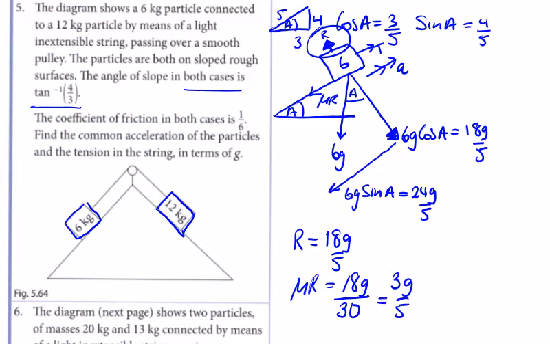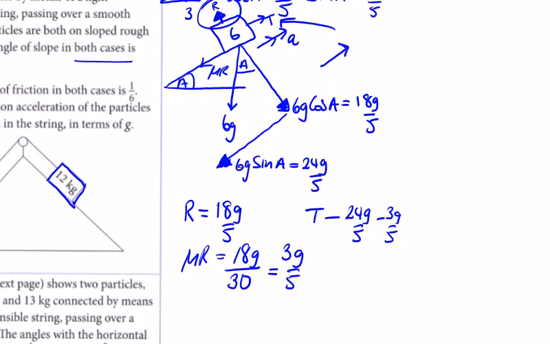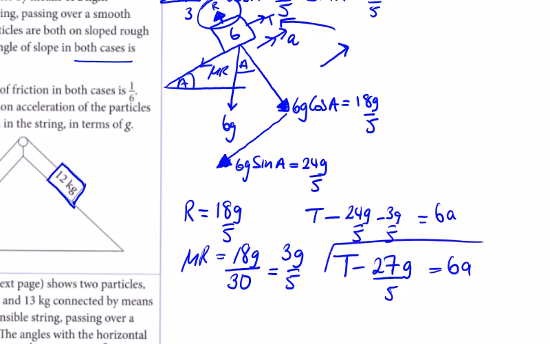So my equation then is, the only thing going in this direction is the T. So we're going to have T minus this here, 24g over 5, and my mu R, which is 3g over 5, and that's equal to ma, which is equal to 6a. So T minus 27g over 5 is equal to 6a. So that's our first equation here.